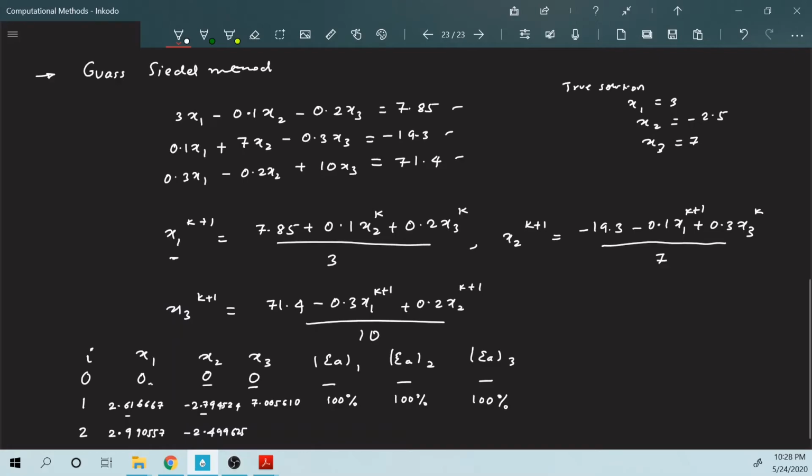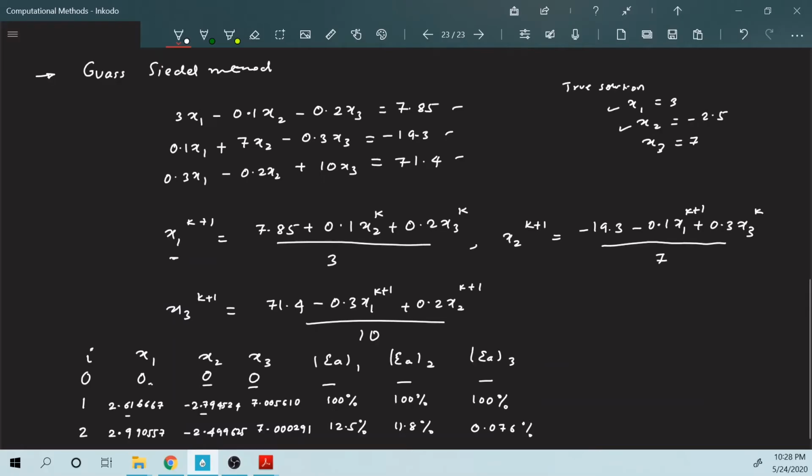And again, the values of x1 and x2 are available readily, so you'll use the most recent values. You'll calculate the value of x3, and you'll find the value comes out to be 7.000291. If you calculate percentage error, it comes out to be 12.5%, 11.8%, and 0.076%.